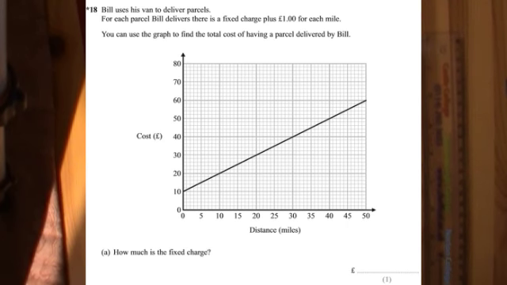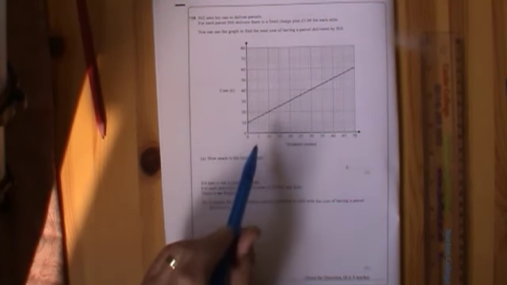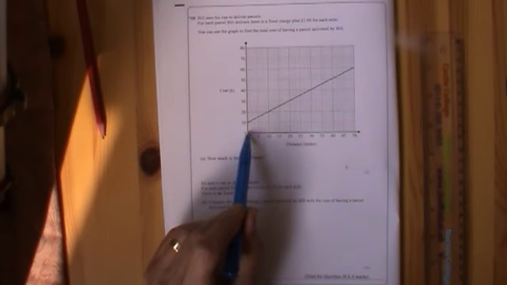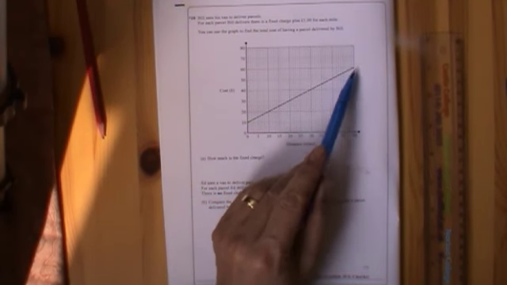Bill uses his van to deliver parcels. For each parcel Bill delivers, there is a fixed charge plus £1 for each mile. You can use the graph to find the total cost of having a parcel delivered by Bill. So we can see if we don't drive any miles, it costs us £10. If we drive 50 miles, it costs £60.